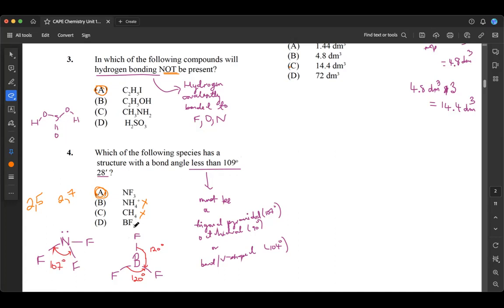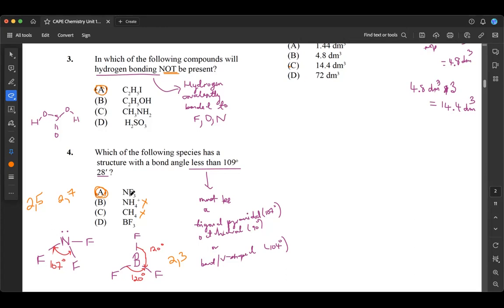If we look at BF3 now, that's boron, right? And boron has an atomic number of 5. So there are only 3 electrons that it can contribute to bonding. So there's literally only going to be 3 bonded pairs, right? When we have 3 bonded pairs around a central atom, we're going to get a trigonal planar structure, and that has bond angles of 120. So still, that's not less than 109. The only thing that's less than 109 is the NF3, and that has a bond angle of 107 because that's trigonal pyramidal by virtue of these lone pairs here, okay? All right, so our answer for 4 then is A.